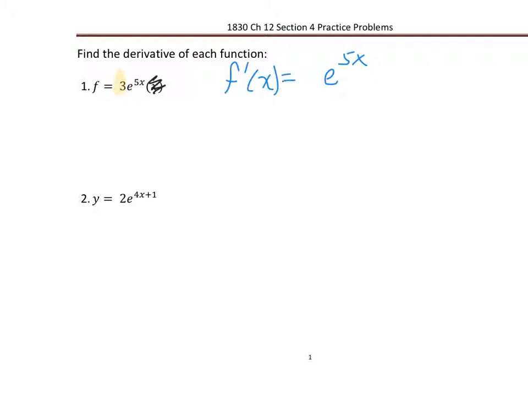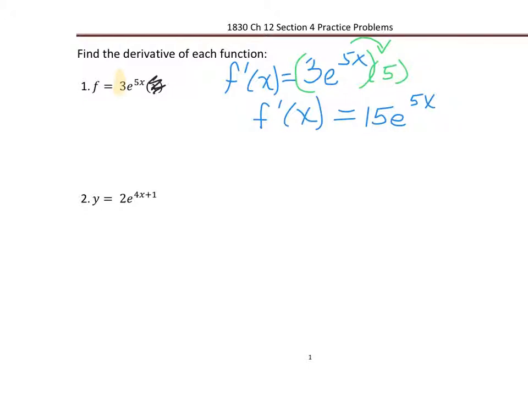But because we have that 3 in front, that 3 is going to come right along with it. And then this is now a chain rule problem, and we'll have to take the derivative of 5x and multiply it times the rest of this. So we have 3e to the 5x times the derivative of 5x is 5. And so f prime of x is equal to 3 times 5 is 15 e to the 5x.